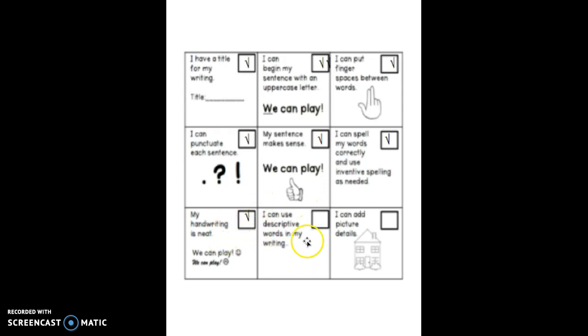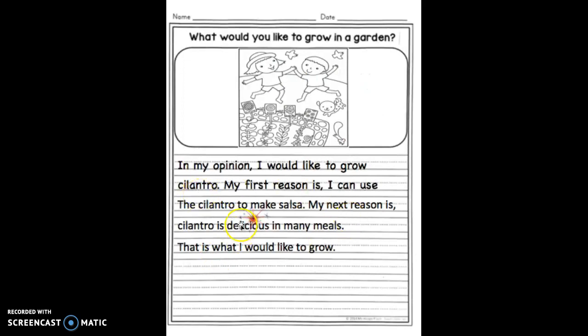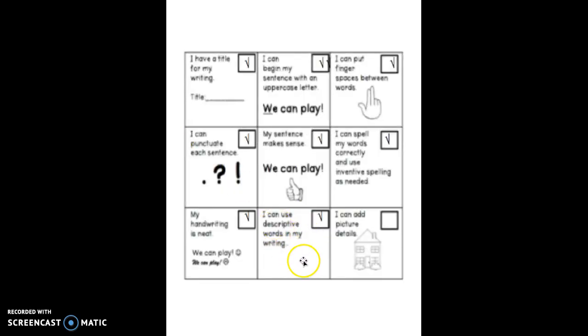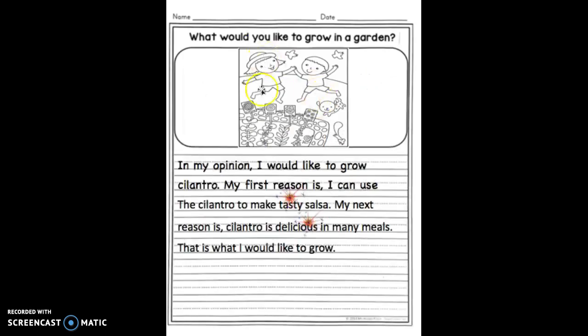Did I use any descriptive words? Sparkle words? I know I used the word delicious. That was a great sparkle word, but what else can I add? The cilantro, I can use the cilantro to make salsa. I bet I can add in a really good sparkle word there. I can use the cilantro to make tasty salsa. Ooh, that was a good one, Miss Jensen. All right, I used sparkle words, and now all I have to do is stop my video and go color my picture, and then I will be done. You guys, I worked so hard on this writing. What do you think?